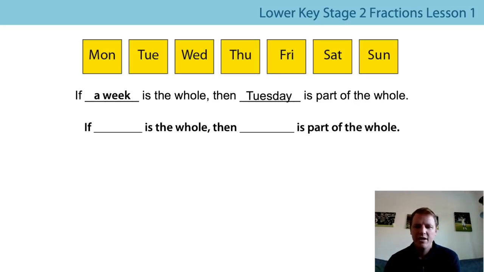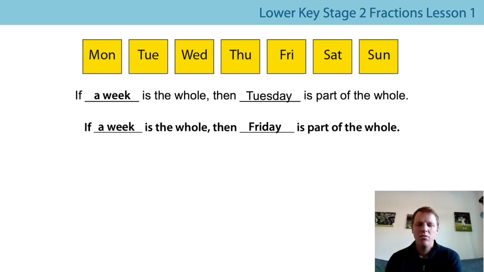Now I want you to do the same thing again, and I want you to, still having a week as the whole, say or write down 3 different sentences where you are identifying different parts of the whole. Off you go. Now, my job, can I say one that you didn't say or didn't write down? Let's start off. If a week is the whole, then Friday is part of the whole. Maybe you said that, maybe you didn't.